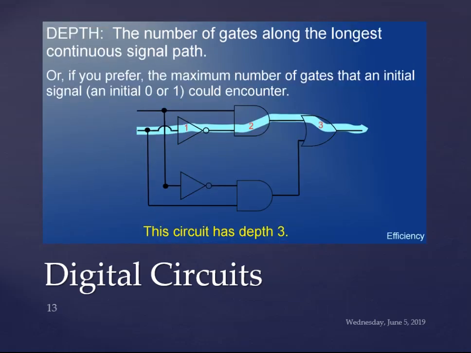Here's depth. The best way to think about depth is that it's the maximum number of gates that an initial signal, whether it be a 0 or a 1, could encounter. So in this particular circuit, it has a depth of 3 because here we're starting out, we go through that little hoop, 1, 2, and then 3, right? And you could start down, you could go this way too, right? It's going to go 1, 2, 3. And so you're never going to get greater than 3, so the answer is 3.